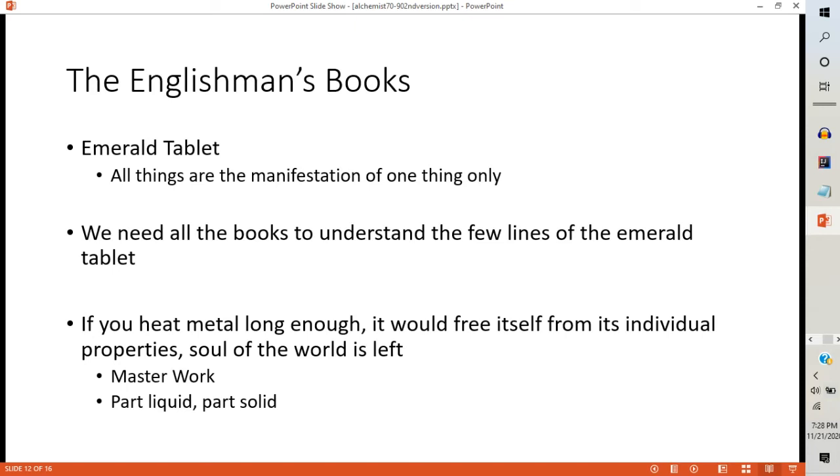Well, then why do you need all these books? Because the Emerald Tablet has the few lines, the most important lines that you'll ever need. The Englishman says, so that we can understand those few lines. So you do need those other books, but you need them to understand the few lines in the Emerald Tablet.